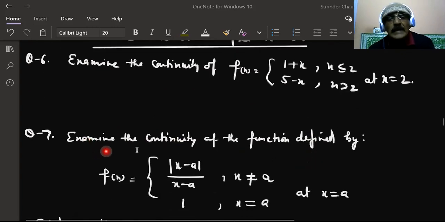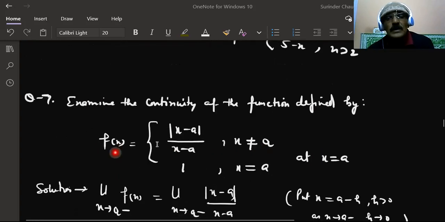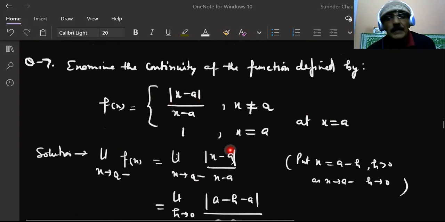Examine the continuity of the function defined by f(x) equal to modulus of (x minus a) upon (x minus a) if x is not equal to a, and this is 1 at x equal to a. Again, this is a modulus function, so we have to find the left as well as the right limit. So limit x tends to a from negative of f(x) is equal to limit x tends to a from negative of modulus (x minus a) upon (x minus a).